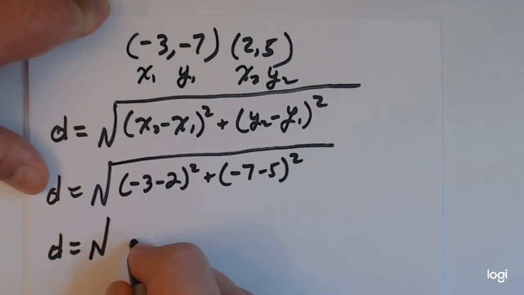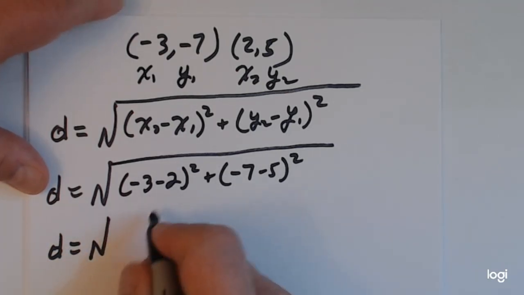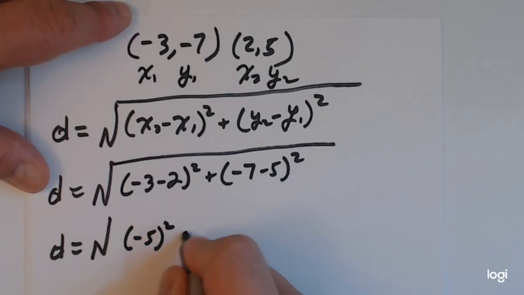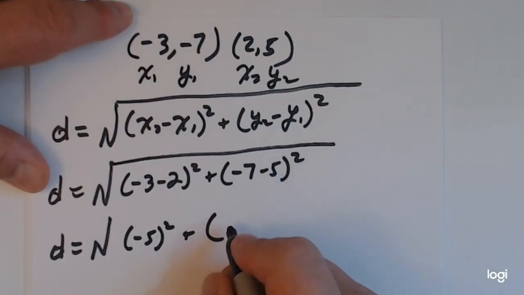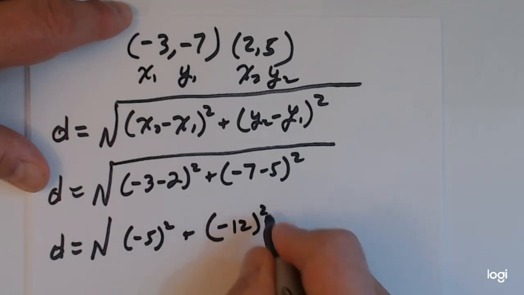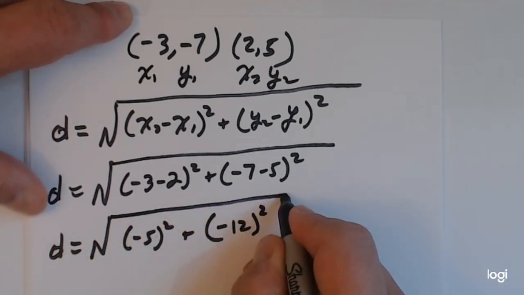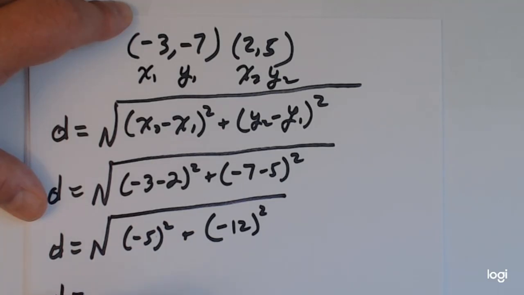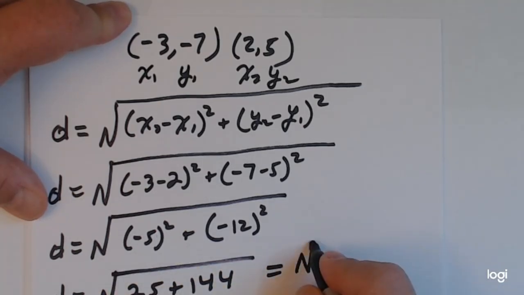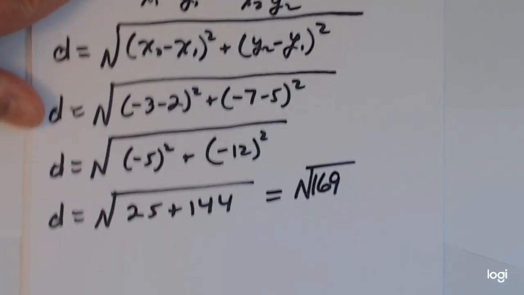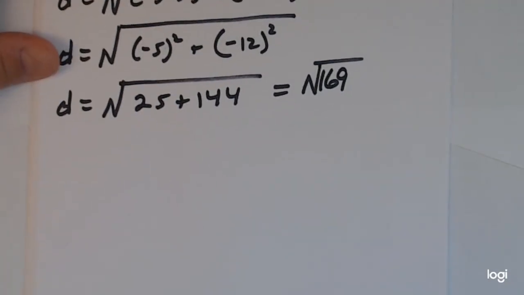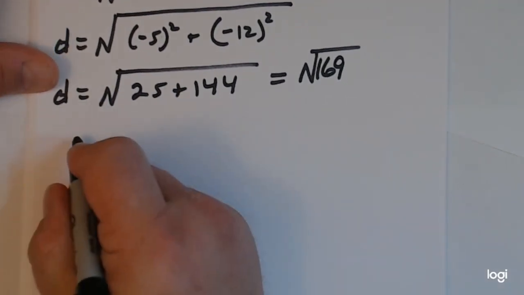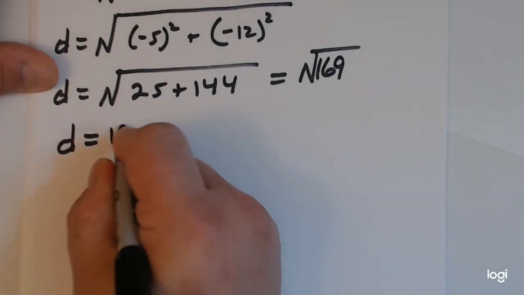So d is equal to square root, well, negative 3 minus 2 is negative 5 squared, plus negative 7 minus 5 is negative 12 squared. So d is equal to the square root of 25 plus 144, which is equal to the square root of 169. And we know that the square root of 169 is 13.